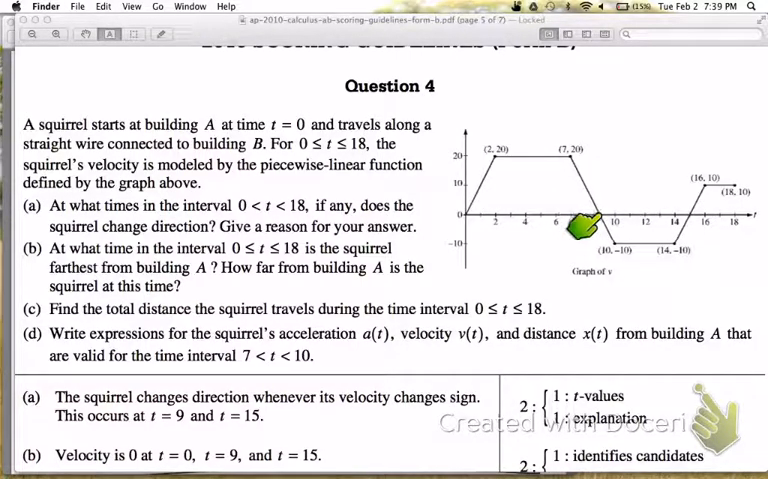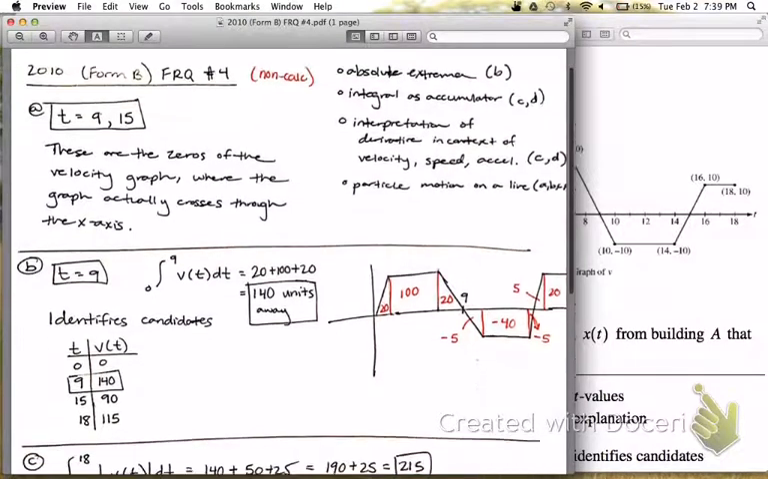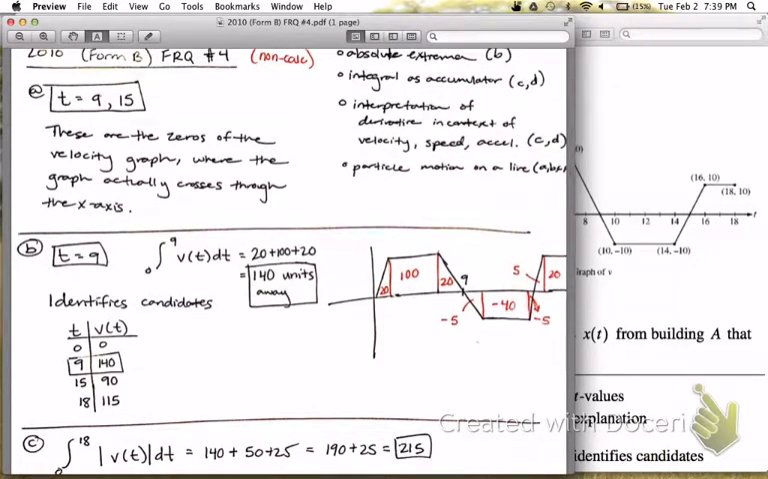So we know that it changes direction at 9. We know that it changes direction at 15. So those are two possibilities for the farthest from building A, but also the endpoints. So at 0 as well as at 18, those are possible solutions as well. So if we look here, we need to identify the candidates. So it could be at the endpoints at 0, it could be at 18, or it could be at these two critical points in the middle at 9 or 15.